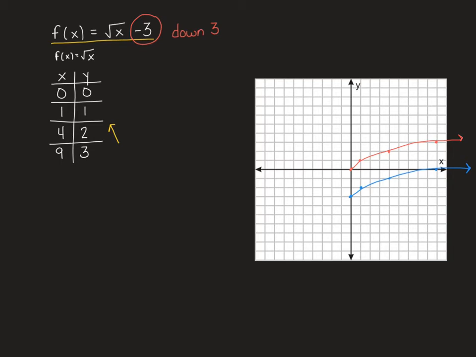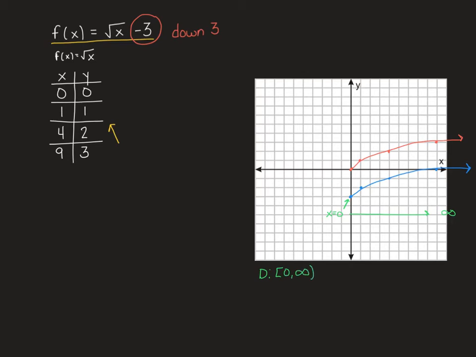So now let's look at our domain and range. Our smallest x value right here is still 0, and everything is headed to the right toward infinity. So our domain has not been affected by this change to the function. It's still from 0 to infinity.